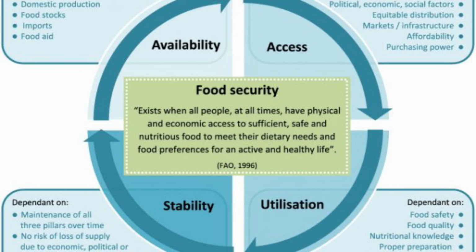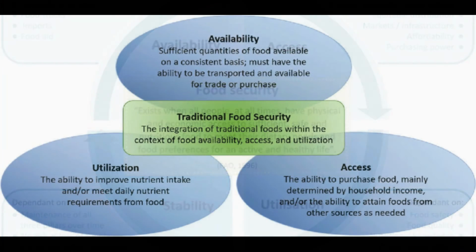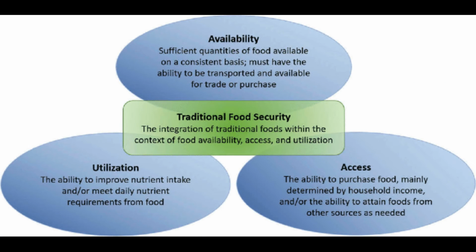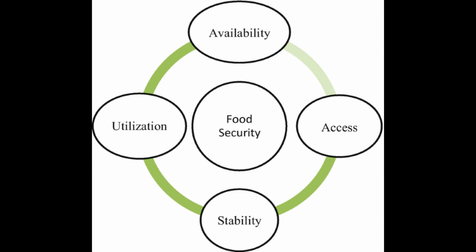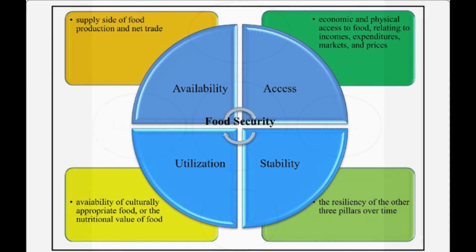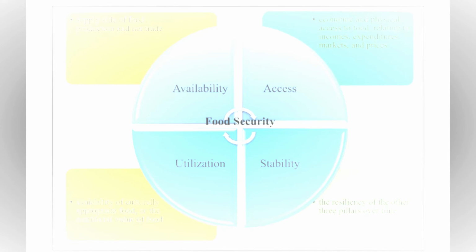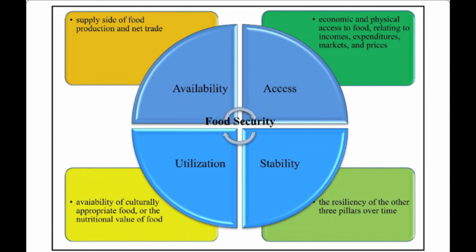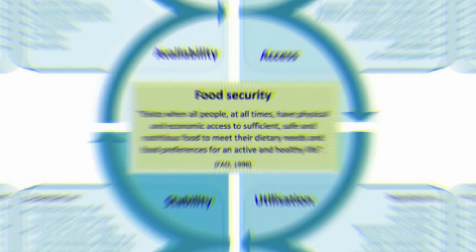Utilization. The utilization pillar addresses the nutritional requirements. Emphasis is placed on improved health conditions for members of the population to have bodies that can effectively absorb and utilize food nutrients. The food should also be of the right type and quality to be able to meet the nutritional needs of human bodies, thereby enabling people to live a normal, healthy, and active life.